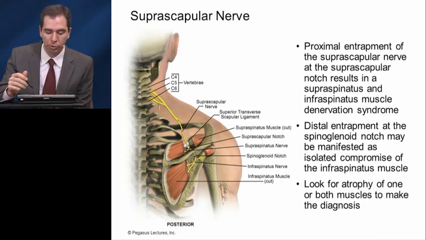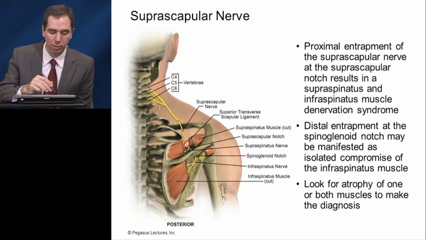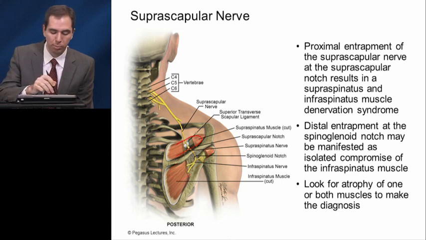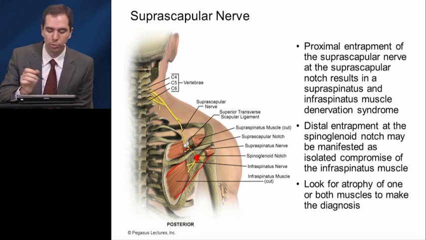So if you entrap the nerve at the suprascapular notch, so this location right here, then you're going to cause problems within both the supraspinatus and the infraspinatus muscle. So you'll have denervation in both of those muscles. If instead you entrap the nerve at the spinoglenoid notch, then you'll have symptoms only limited to the infraspinatus muscle, because at this point the branches to the supraspinatus have already gone to the supraspinatus.